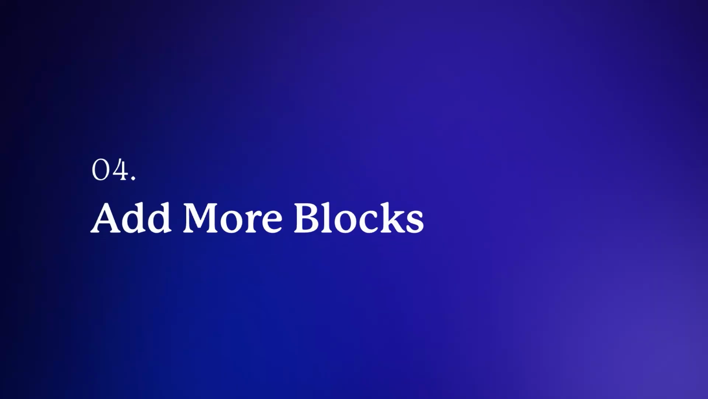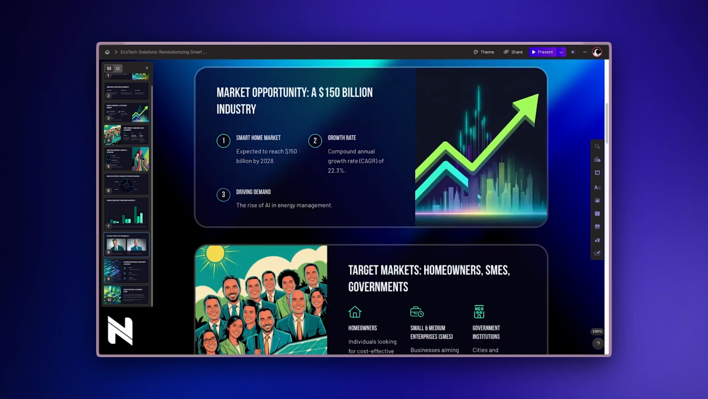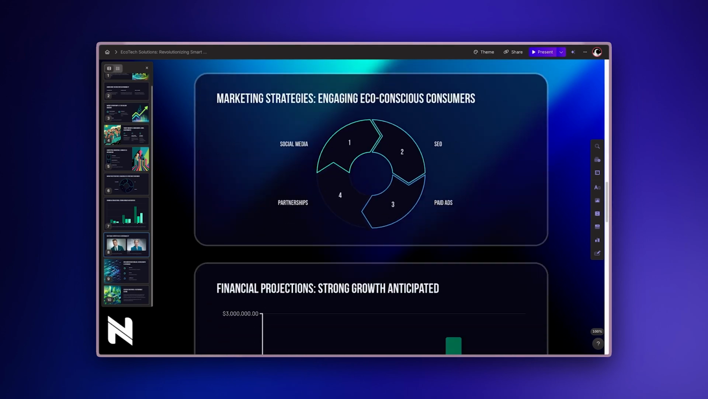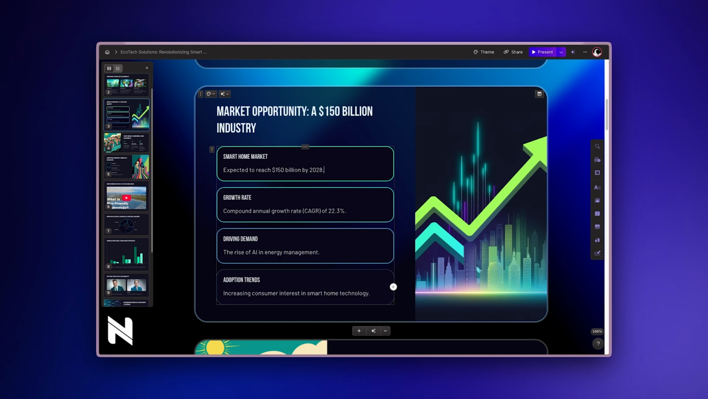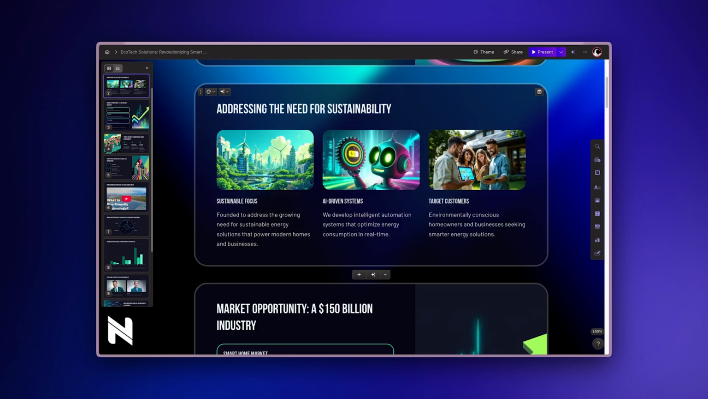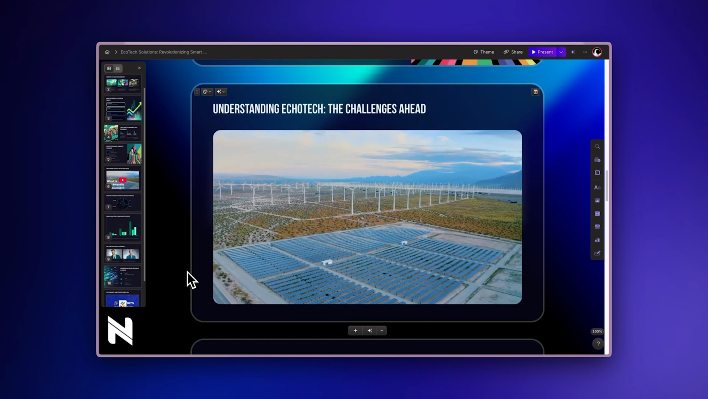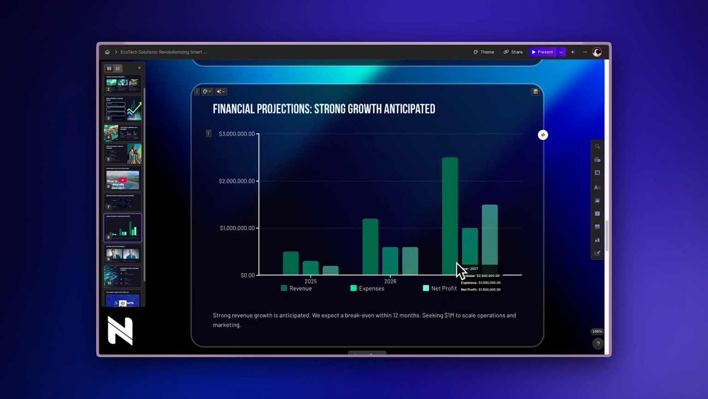Add more blocks. Once your Gamma presentation is generated, you can customize it further by adding diverse elements to enhance your message. Add text blocks for additional information, incorporate images to illustrate your points, embed videos for demonstrations, and insert charts to visualize your data.